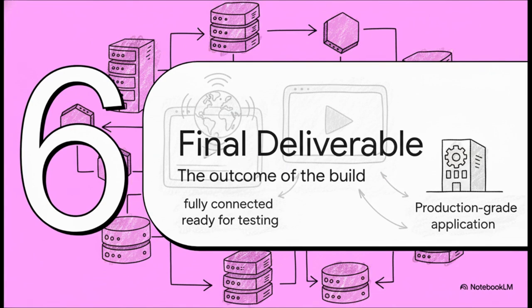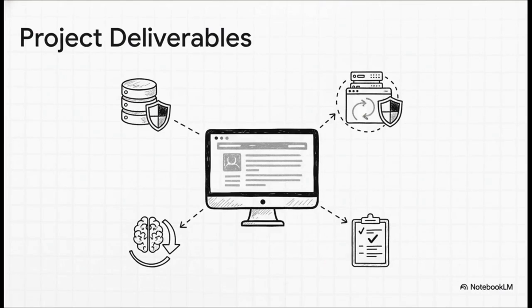Let's review the specific deliverable. The outcome is a complete application. You will have a live Supabase database with tables, data, and active security policies. You will have a secure Node.js Express API with all required endpoints. The React frontend will be fully integrated with real data from that API. And, perhaps most importantly, your 10 specialist skills are now saved in Codex, ready to be reused. The project is now ready for testing and deployment.